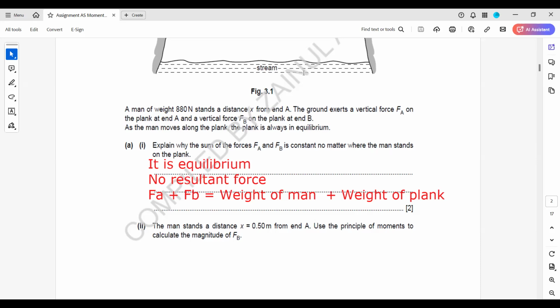It is in equilibrium, so there's no resultant force. So the upward force should be equal to the downward force. The downward forces are the weights, and the weight does not change if we move horizontally. The weight of the plank and the weight of the man do not change. That's why it will remain in equilibrium.